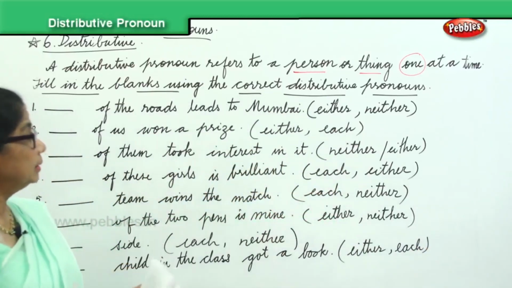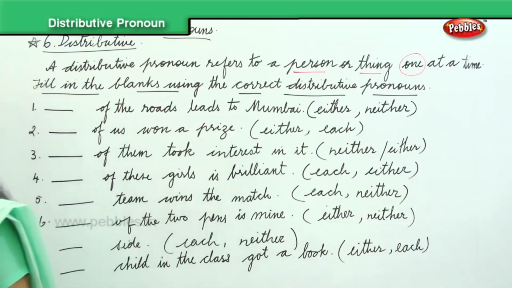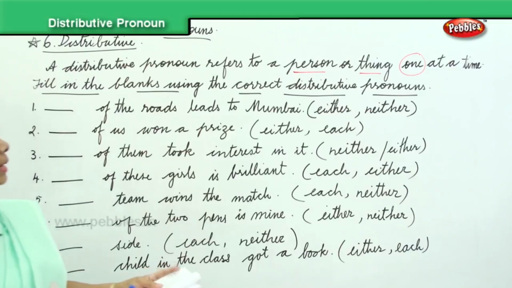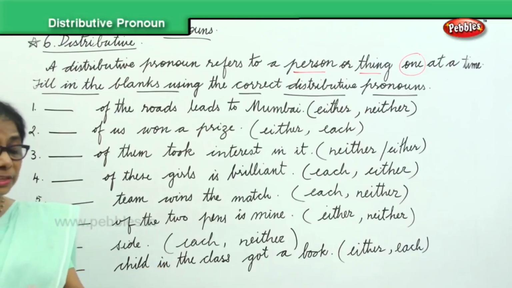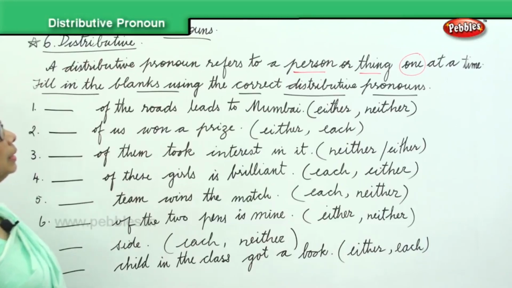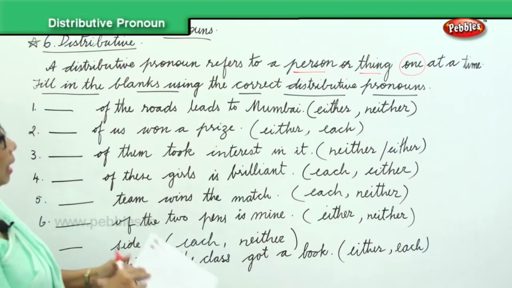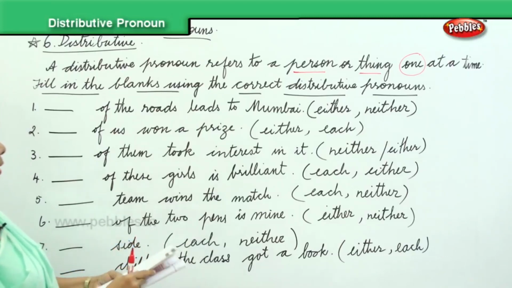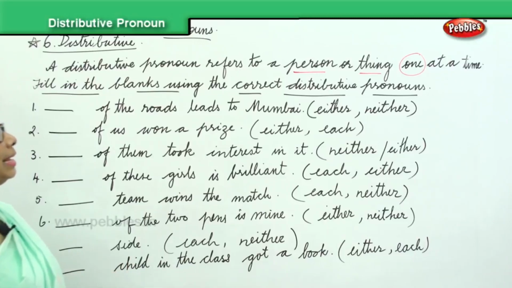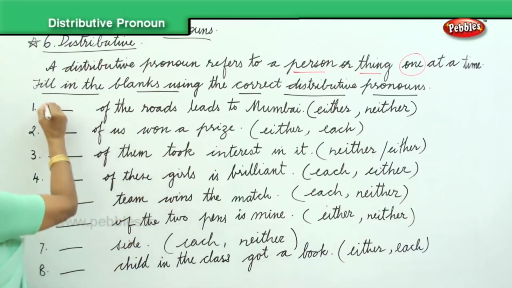So I've done 8 sentences here, and you need to choose the correct word to complete each of those distributive pronouns. Now, let's choose the distributive pronoun. Dash of the roads leads to Mumbai. So, you can use either, neither. So, now, what is the word you're going to use? Either of the roads lead to London. You can say that. You can also say neither of the roads lead to London. So, we'll use the first word either.